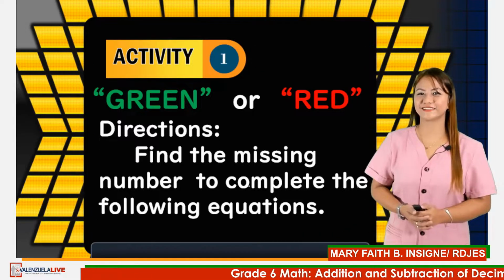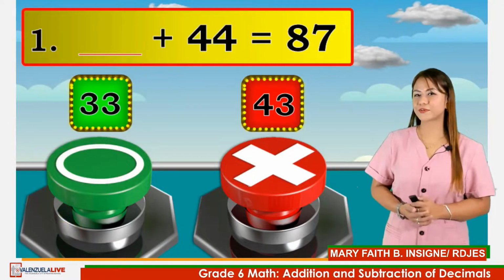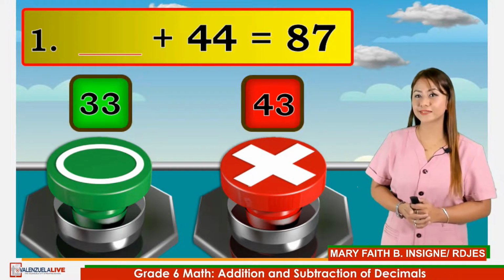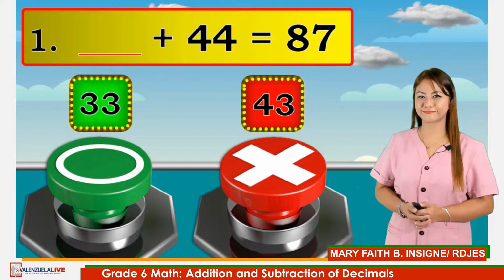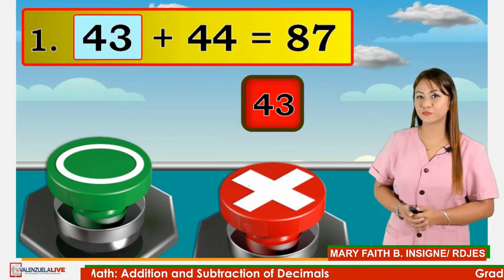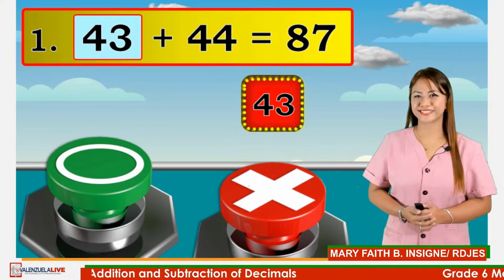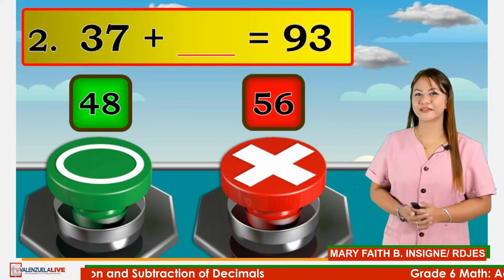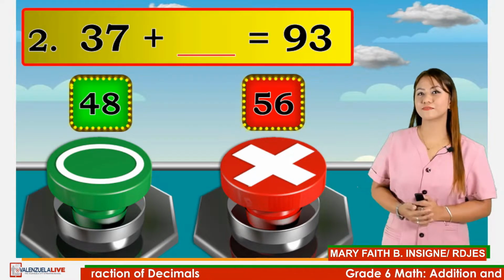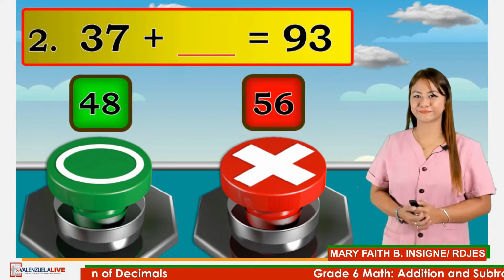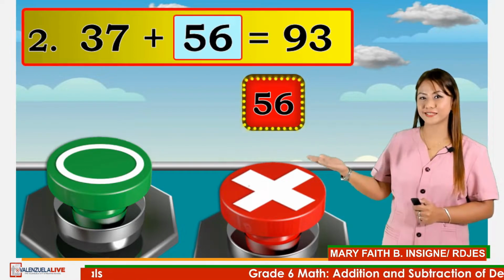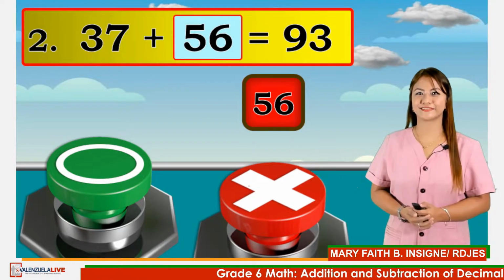Wow, let's begin. Our first problem: what number will be added to 44 to get the sum of 87? Great job. The answer is red, which is 43. Second problem, find the missing number of the equation 35 plus blank equals 93. If your answer is red or 56, you got it right.